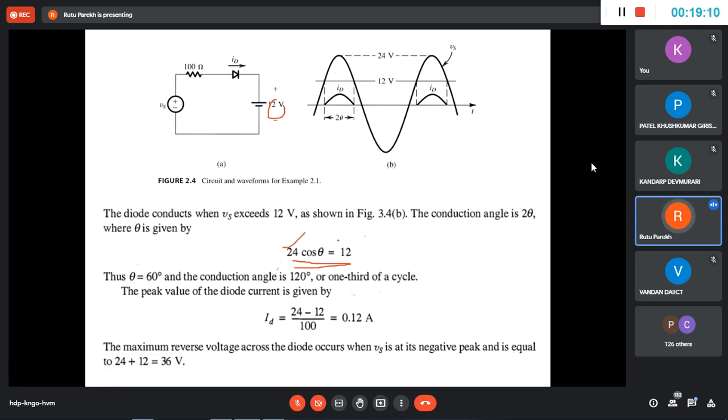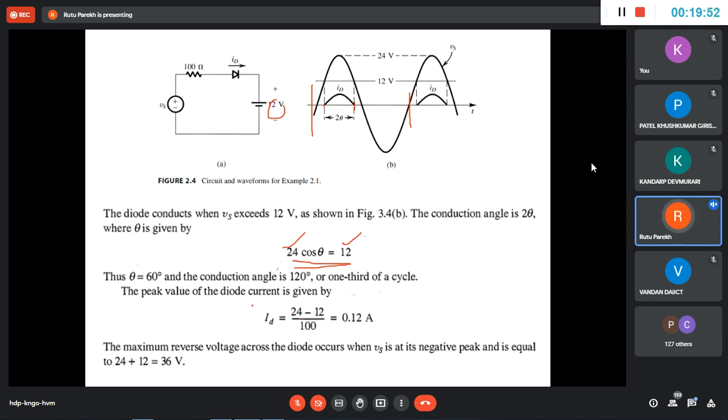This is the voltage at which it starts conducting, and it is given by this cos theta relation. So your 2 theta is 120. So of 180 degrees, this is one third of the cycle. From here to here is your cycle, so this is 180 plus 180, 360 degrees, and this is 2 theta, so it is taking 120 degrees of that. So this is just the conduction angle, that is the terminology used. This is just for information.